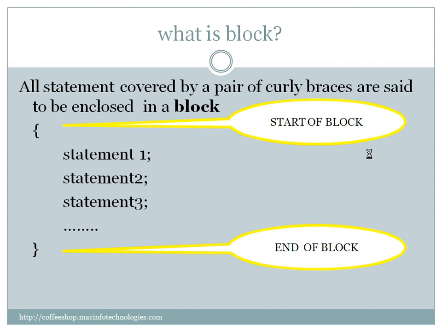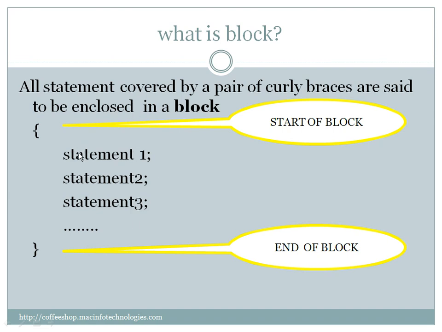All the statements covered by a pair of curly braces are said to be enclosed in a block. A starting curly brace and an ending curly brace together make one block. Here we can see this is the start of the block and this is the end of the block. This is one block we have on the screen.